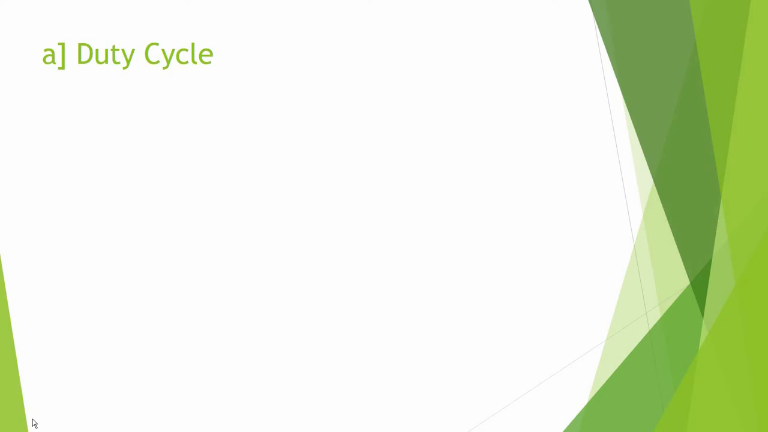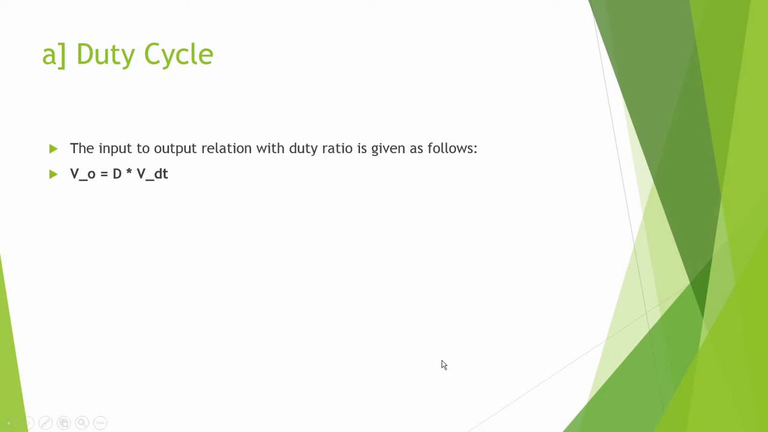Let's find out the duty cycle. The simple relation for the duty cycle for buck converter is V output is equal to duty cycle into battery voltage. In the given data, we have voltage output and voltage input. So we can calculate the duty cycle, which is 12 divided by 48 is equal to 0.25.